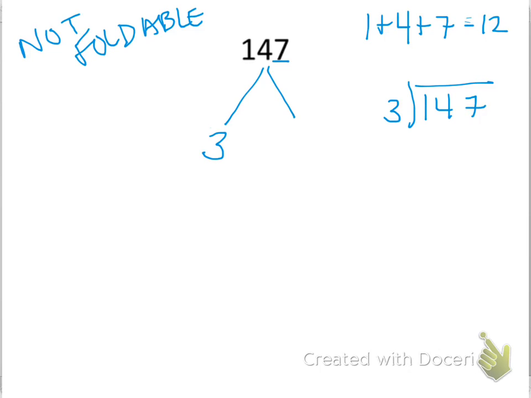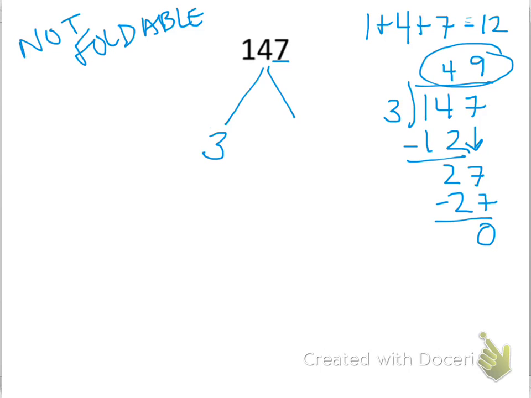Well, 3 can't go into 1, but 3 can go into 14 4 times, and 4 times 3 gives 12. Then I subtract 14 minus 12 gives me 2, and I bring down that 7. 3 goes into 27 9 times, and 9 times 3 is 27. Subtract the 2 and get 0. So the other number, the other factor that belongs with my 3 is this 49. So I'm going to write the 49 right here.